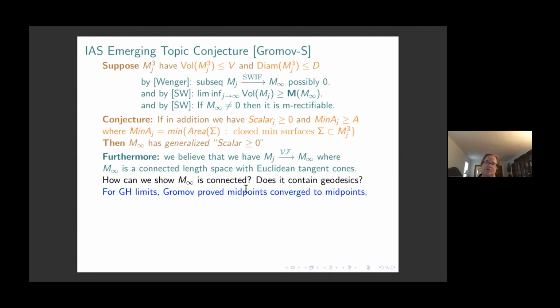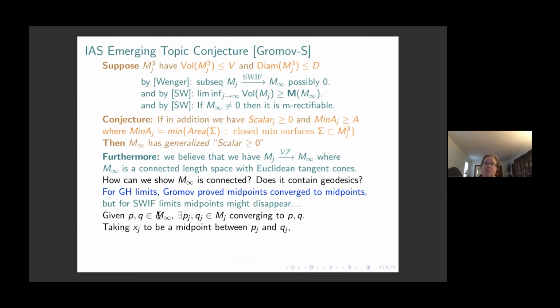For Gromov-Hausdorff limits, Gromov proved that the limit spaces are connected and that they're geodesic, they have geodesics between every pair of points. He proved this by showing midpoints converge to midpoints. But for Swift limits, the midpoints could disappear. And what we're saying in this conjecture is that scalar curvature and min A combined will prevent midpoints from disappearing if they're the midpoints of points that don't disappear.